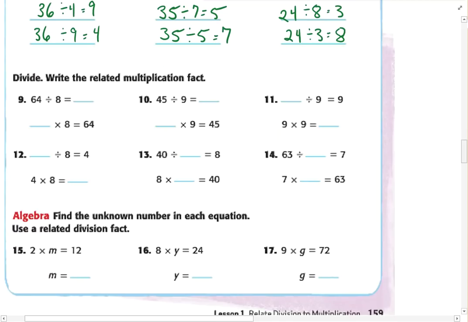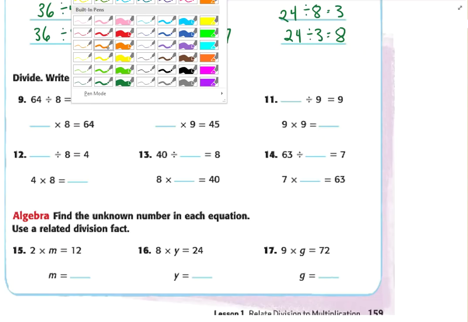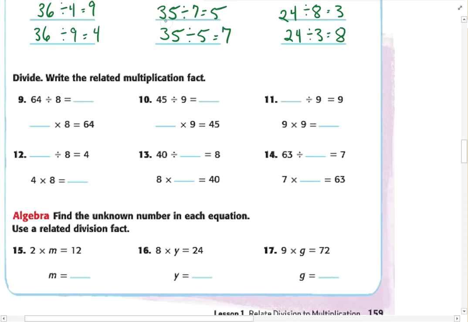All right, so now let's fill in the blanks on some of our division and multiplication for these fact families. All right, so let's change our color, something a little different again. Let's use green. I was just going to pick green, so let's use this teal blue, right?